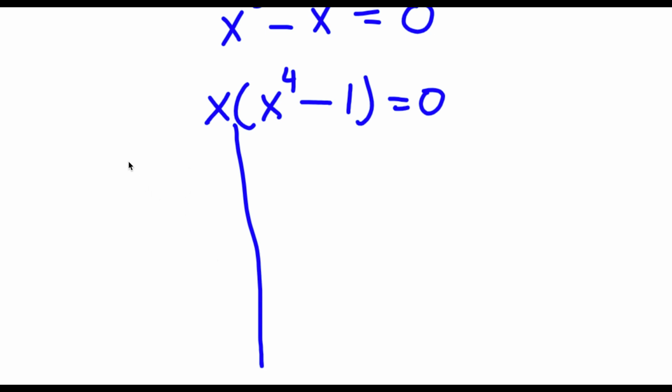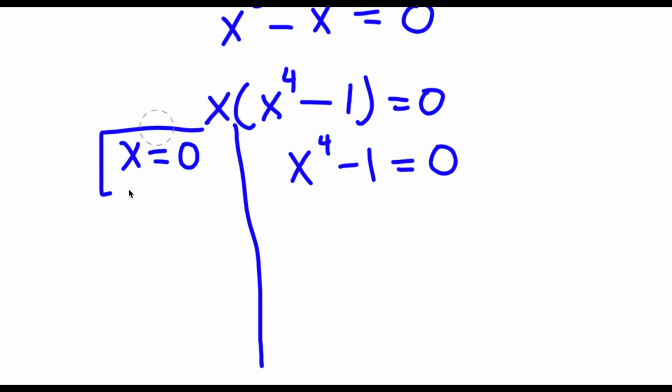And now this gives me two equations. I have x is equal to 0, and I also have x to the power of 4 minus 1 is equal to 0. So x equals 0, this is already a solution right here, so we already have one solution to our original equation, and we can find our other solutions from this equation. So x to the power of 4 minus 1 equals 0.